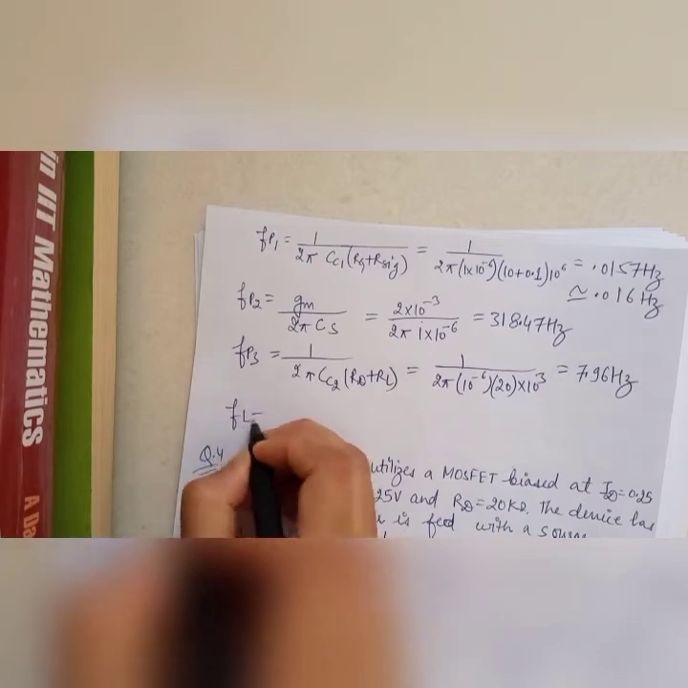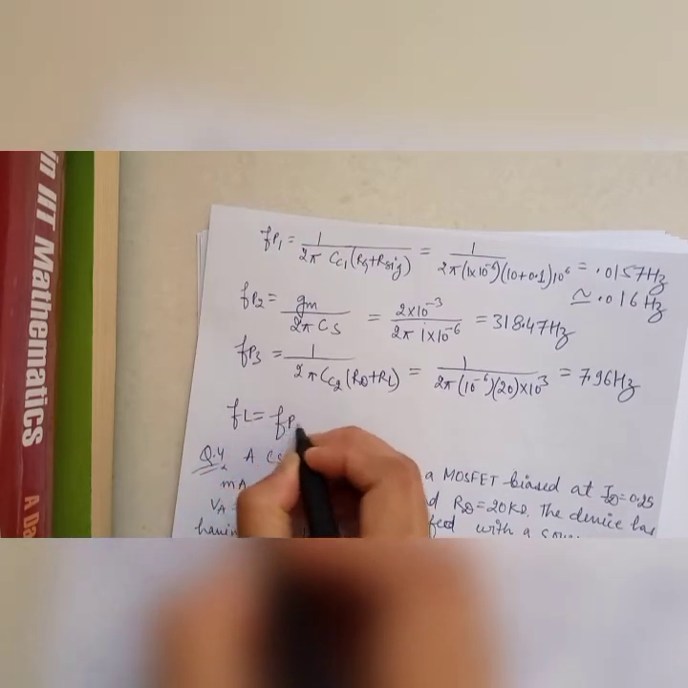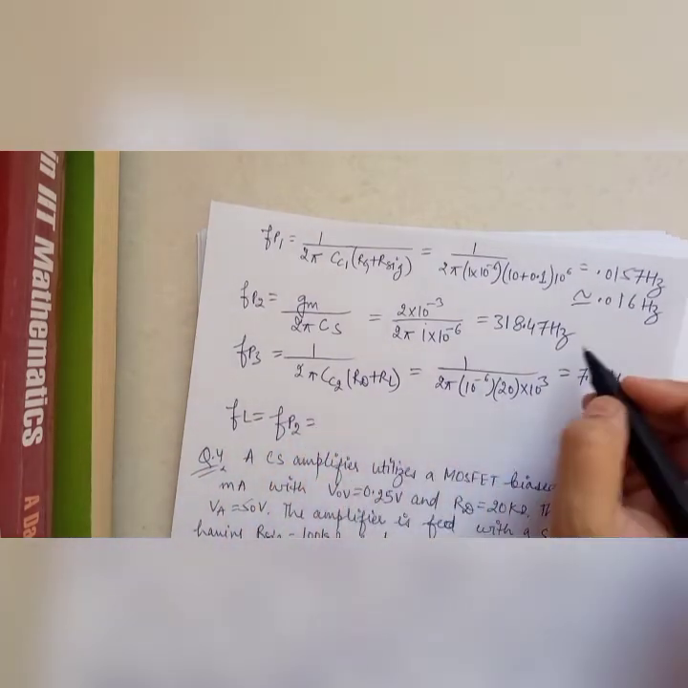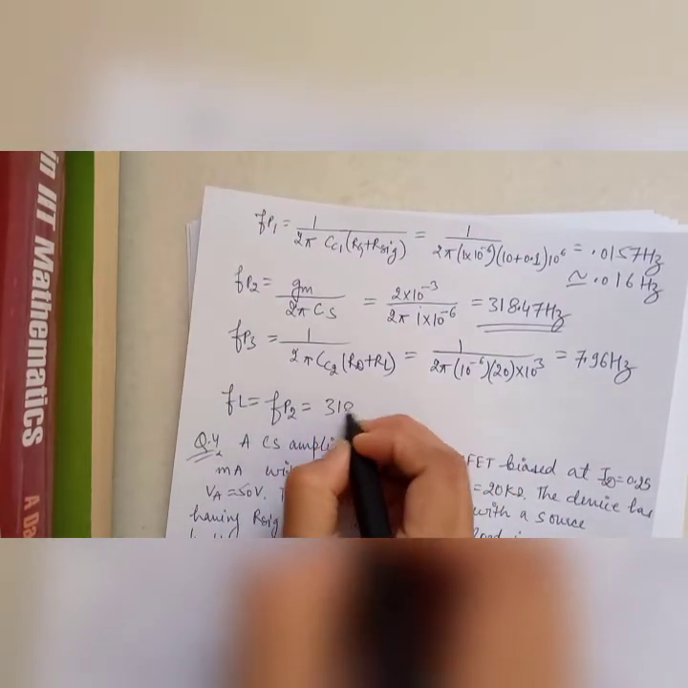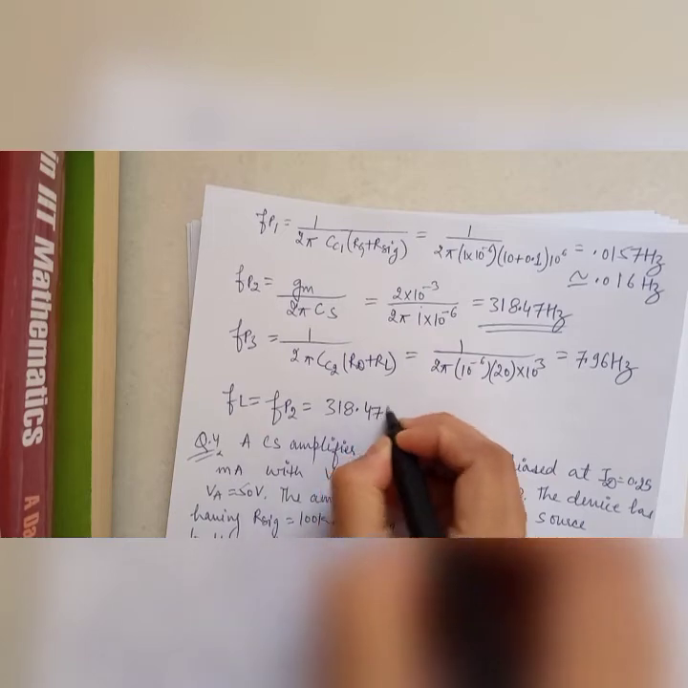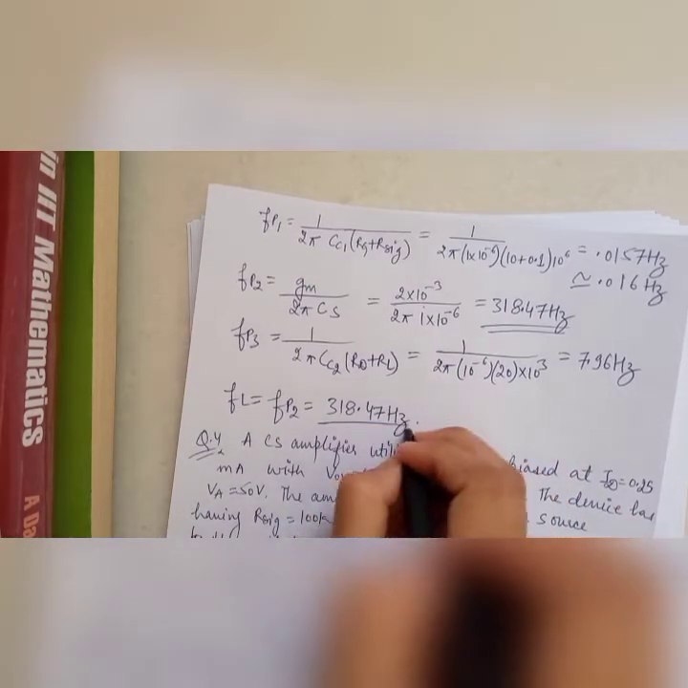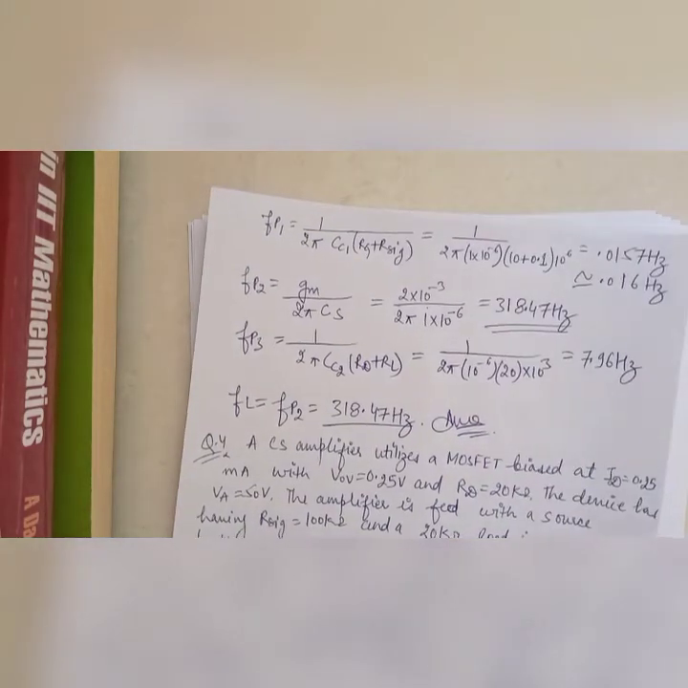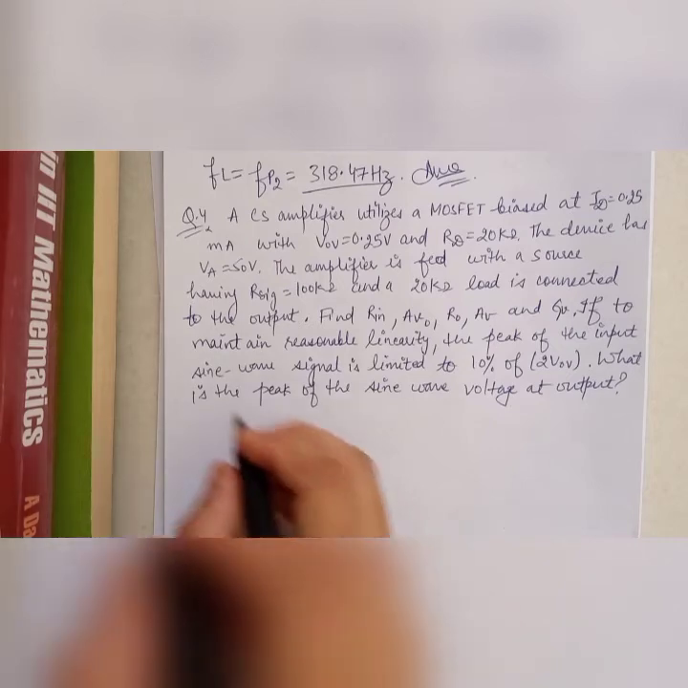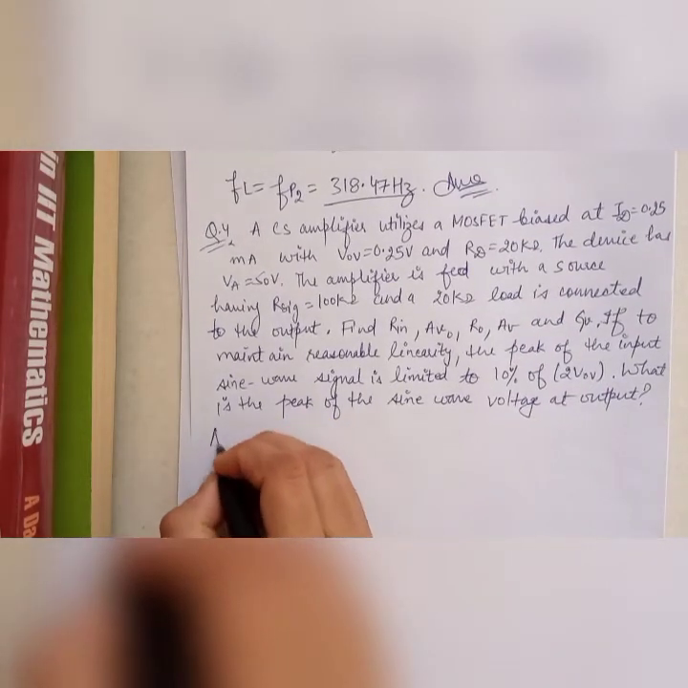Now FL. FL is nothing but FP2 only. FP2 is how much? 318.47 Hertz. So this is your answer for the unknown components here. Now we'll solve one more problem, and the last problem of this part.